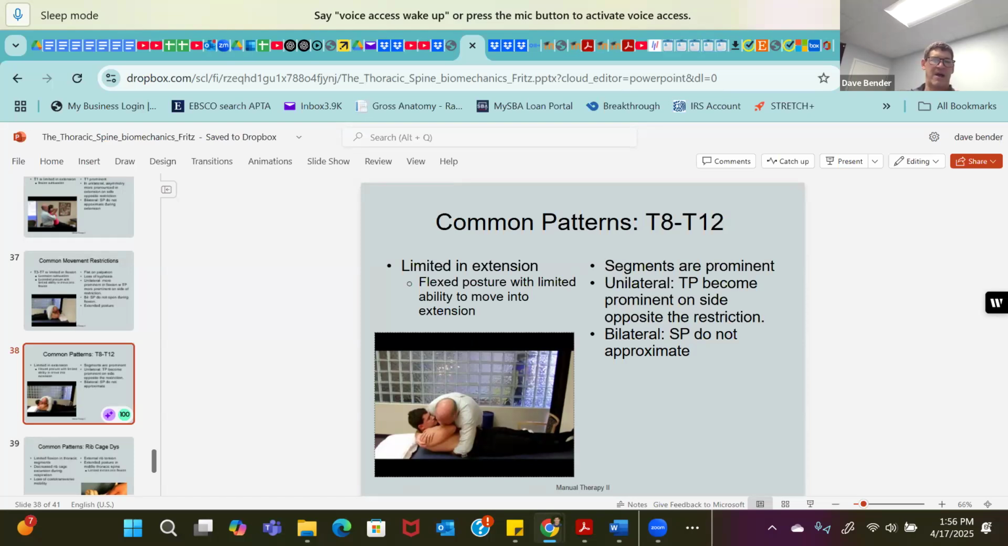We're going to see certain segments flattened out, and you'll see other segments slightly kyphotic. So this is some of the normal conventions that you might see.